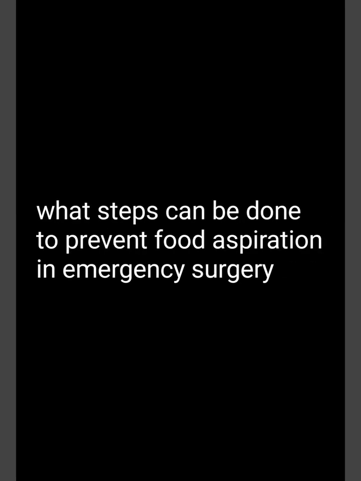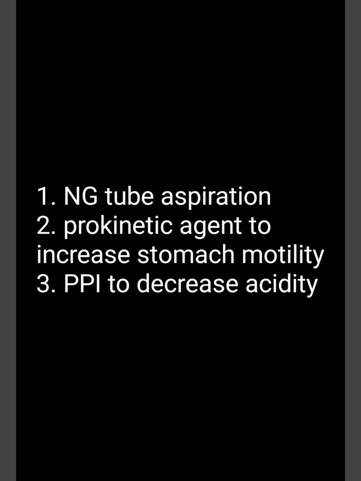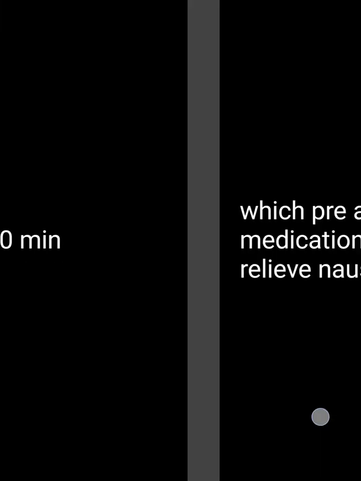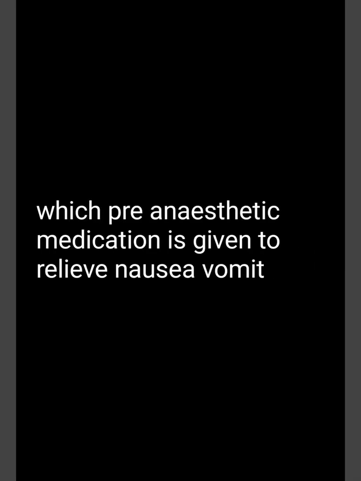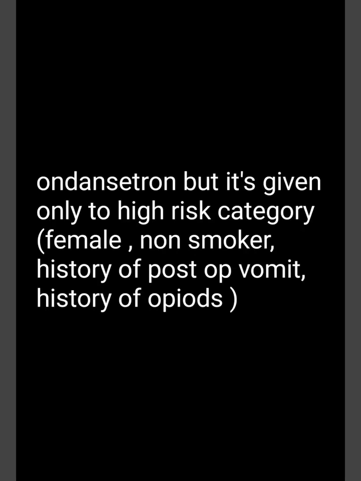What steps can be done to prevent food aspiration in emergency surgery? 1. Ryle's tube aspiration. 2. Prokinetic agent to increase stomach motility. 3. PPI to decrease acidity. Antibiotics should be administered how long before surgery? 30 minutes.